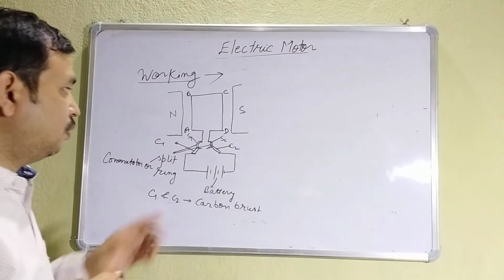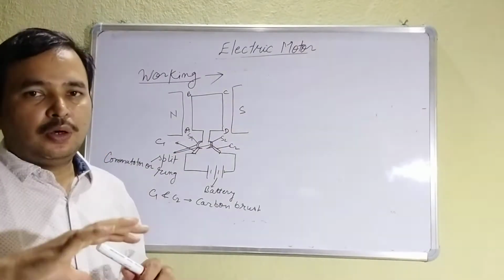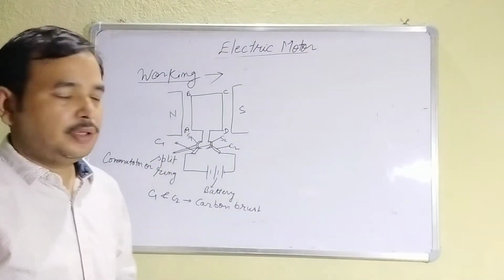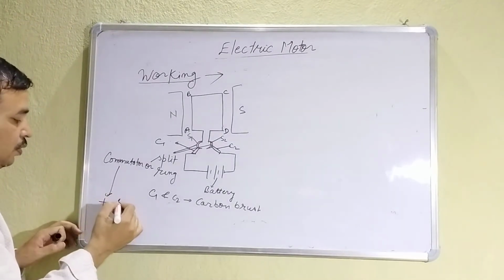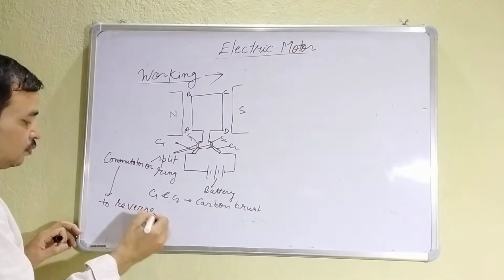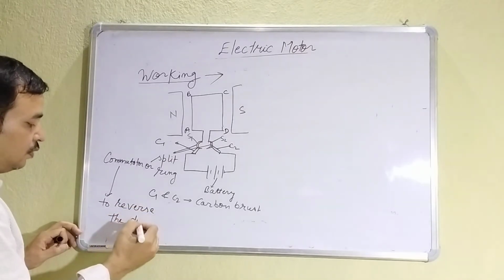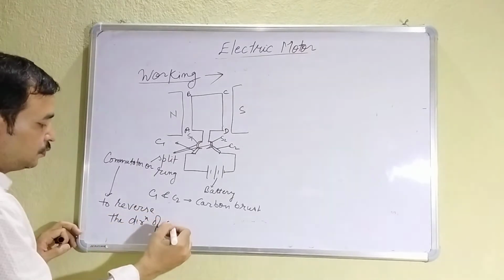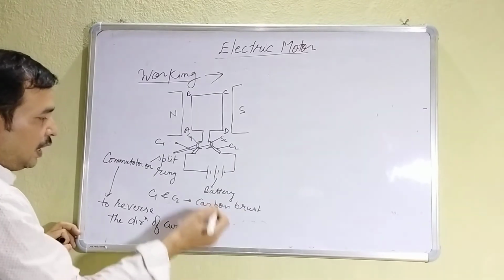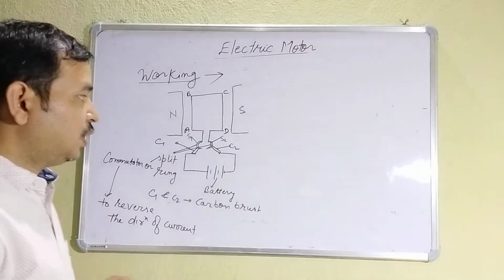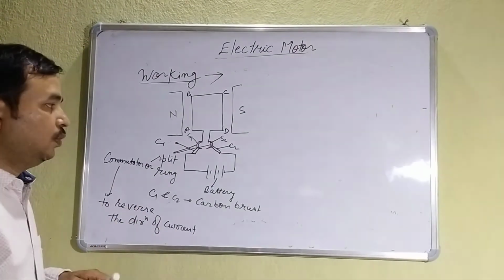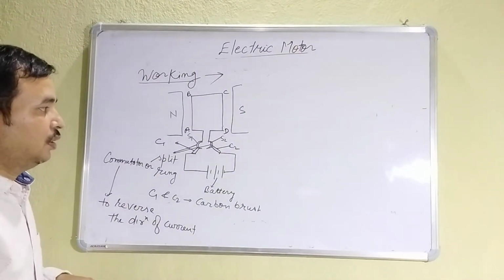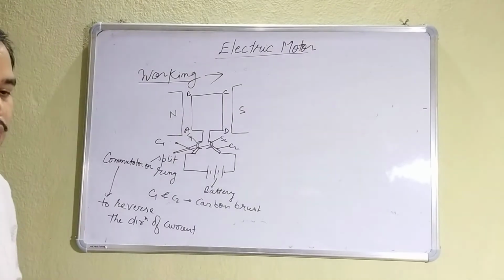What is the working of a split ring? To reverse the direction of current. So it is generally asked in the exam, it is to reverse the direction of current. Carbon brush to make the contact with the split ring and provide the current, and split ring to reverse the direction of current. Now we will start for the working.